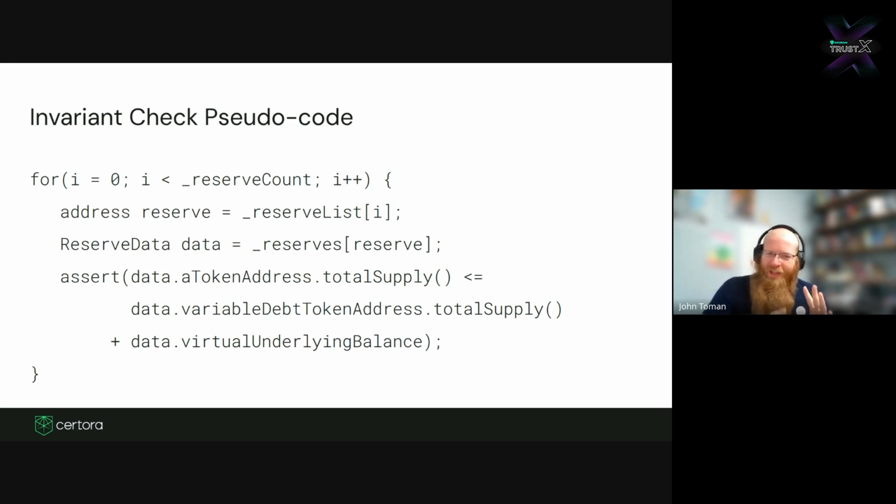Now, there's actually a lot of details here that I'm leaving out. There are other parts of this computation that need to be taken into consideration that I'm omitting here for space on the slide. But we can see that the core of the invariant here can be expressed in a couple of lines of code. We can iterate the reserve indexes from 0 to reserve count, get the address of that reserve, get the reserve data associated with that reserve, and then execute this assertion. And if this assertion ever fails, that means we have a violated invariant, and that is bad.